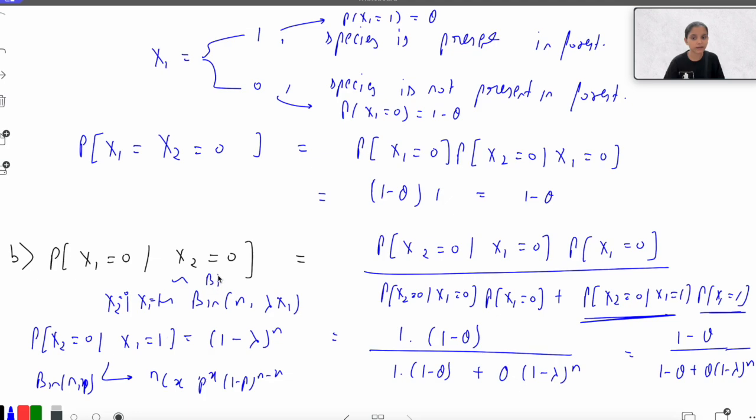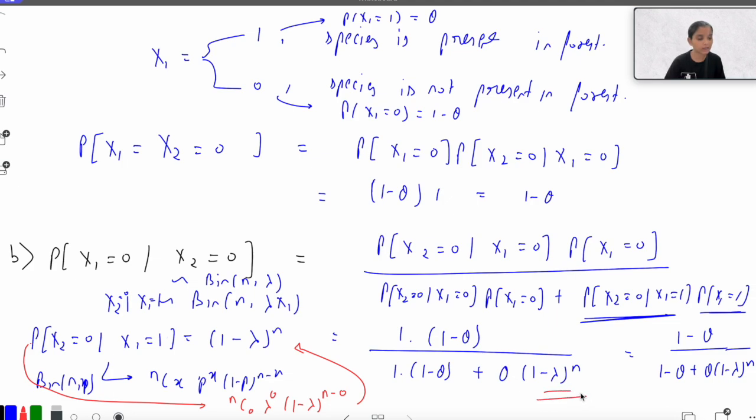In that case, it will be binomial n comma lambda, because x1 is taking the value 1. If I expand it in this term, that will be nC x2, which is 0, p raised to the power x2, that is lambda raised to the power x2, which is 0, and 1 minus lambda raised to the power n minus x2, which is 0. That is coming out to be 1 minus lambda raised to the power n. That's why I have substituted it here. It's just the binomial expansion. So that's the probability now.